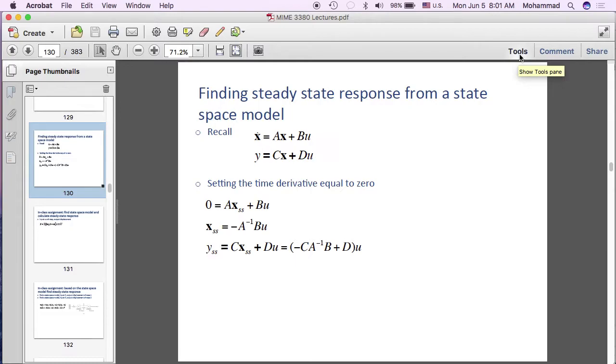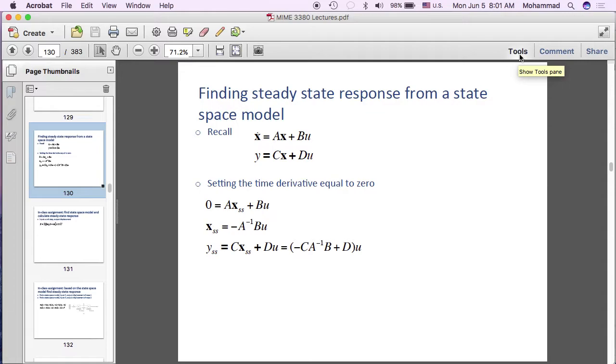So the question is, if I have the state space model of a system, which means I have matrices A, B, C, and D, can I find Y steady state? Can I find Y, the output of the system in steady state, if I know the input to the system? And the answer is yes, and it's very similar to the approach we took when we found steady state response of systems from their differential equation model.